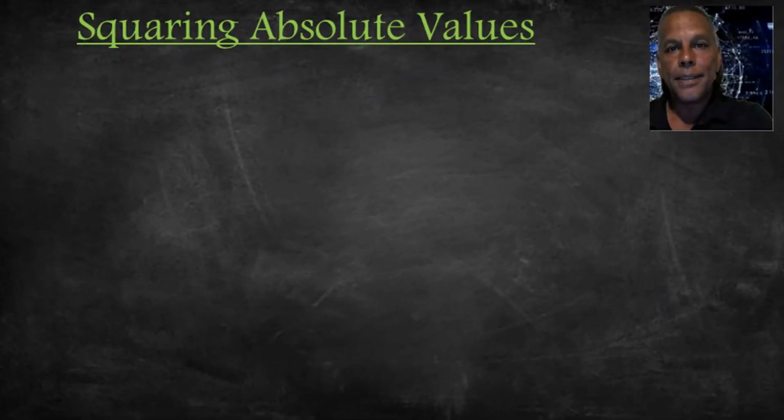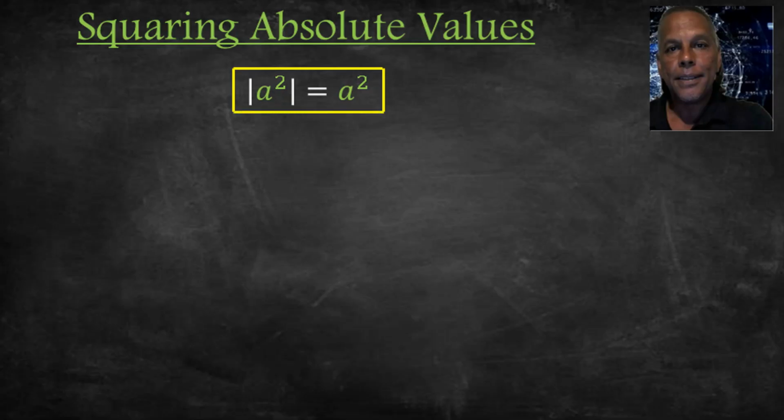Let's look at squaring absolute values. Firstly, the mod of a squared equals a squared. In other words, when we take the mod of a number squared, it's equal to the number squared. In other words, the mod can fall away. We can drop the mod. Why is this? We know that any number squared is greater than or equal to 0. We also know that the mod of any number is greater than or equal to 0. So taking the mod of a number squared has no effect, and we can drop the mod.